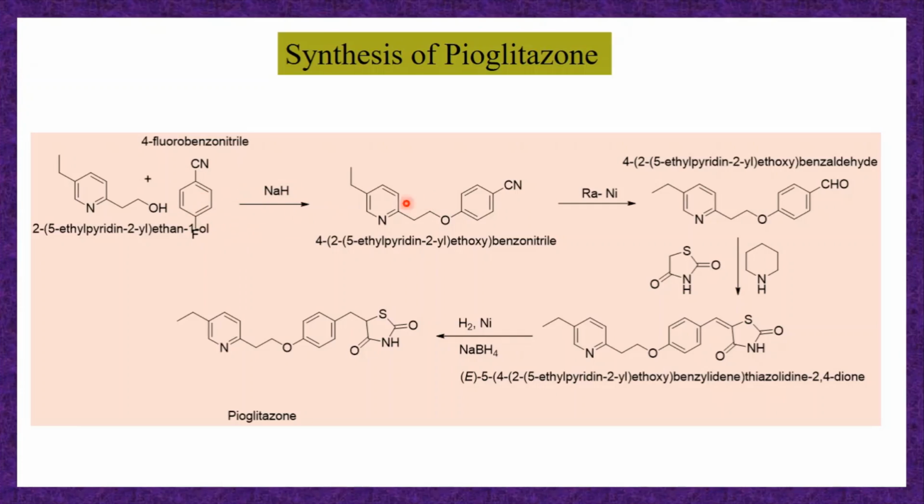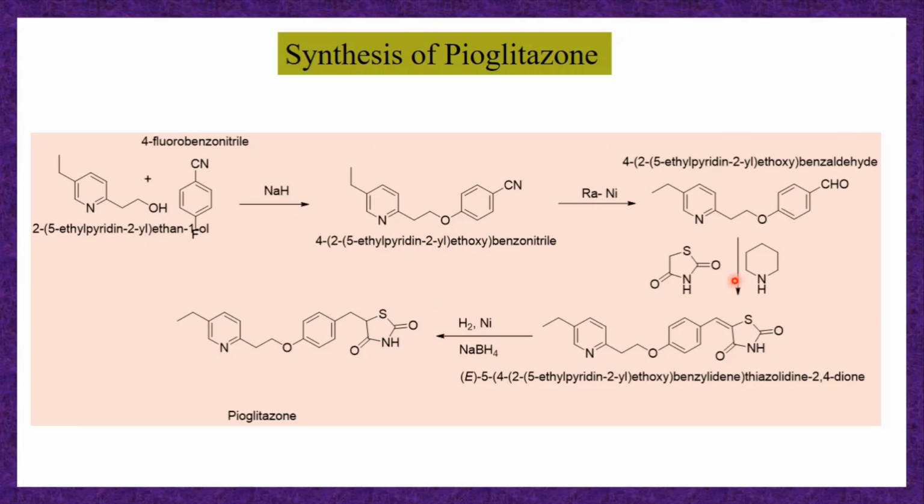So we will get this product, and the name of this product is 4-[2-(5-ethylpyridin-2-yl)ethoxy]benzonitrile. Then it is on reaction with Raney nickel. It converts this C triple bond N into C double bond O H. You will get this product. The name of this product is here. It's a big name, it is difficult to remember this name.